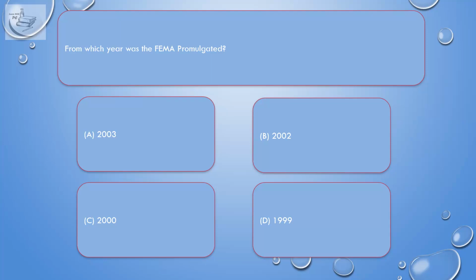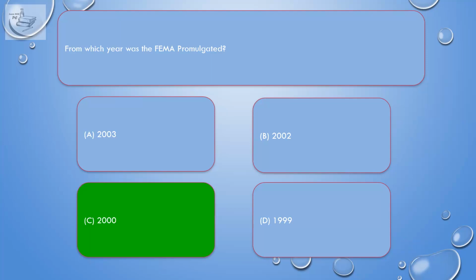Question: from which year was the FEMA promulgated? A. 2003, B. 2002, C. 2000, D. 1999. Correct answer is C. 2000.